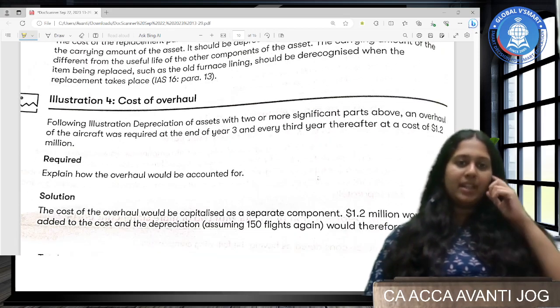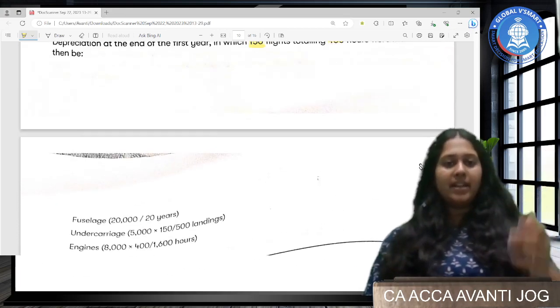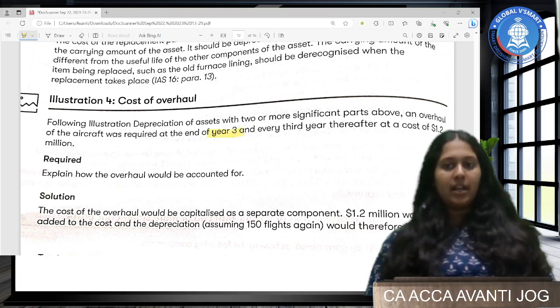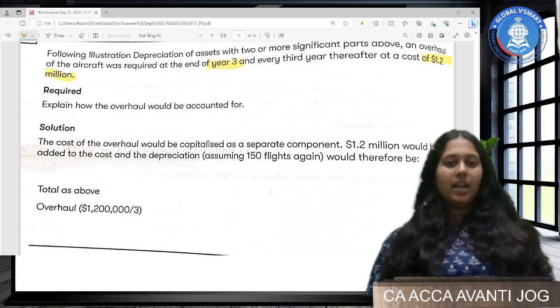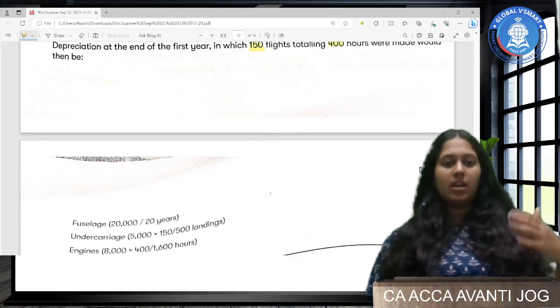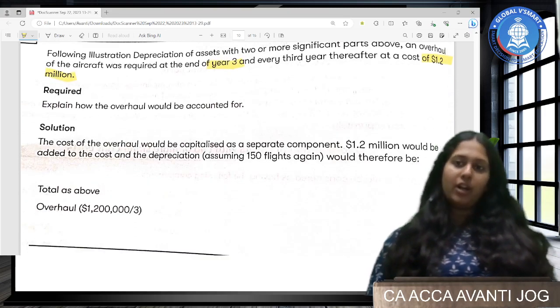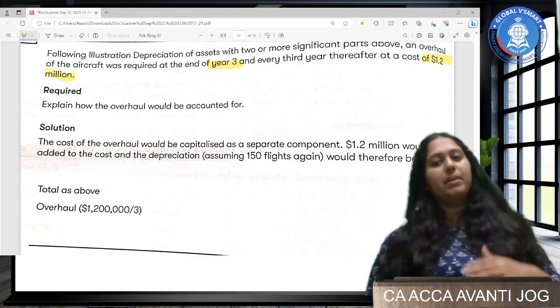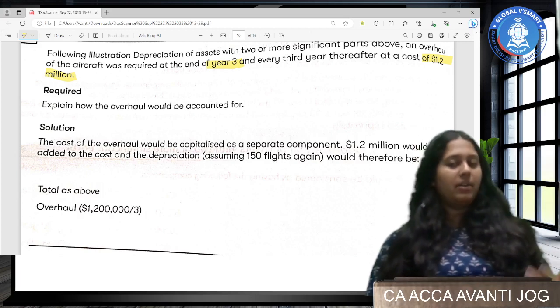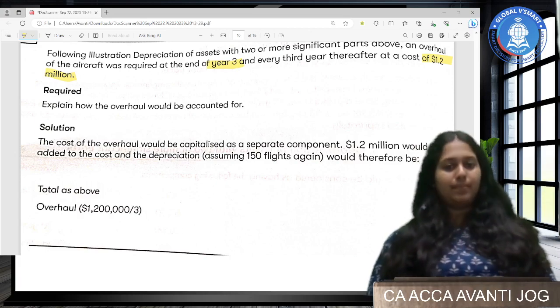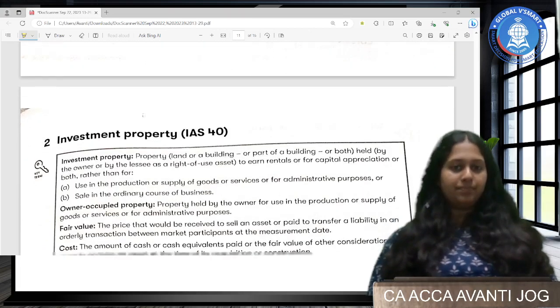For example, taking the above example itself, we have to do an overhaul of major parts. And this overhaul has to be done every 3 years, and it is costing us 1.2 million. Then how do I do this? Okay. So humne fuselage, undercarriage, engines ka separately depreciation kar diya hai. ओवरऑल का भी 1.2 मिलियन, I will depreciate over 3 years, that is 400. आफ्टर 3 इयर्स अगेन 1.2, I will capitalize and depreciate over 3 years. ओके, this will cover three.